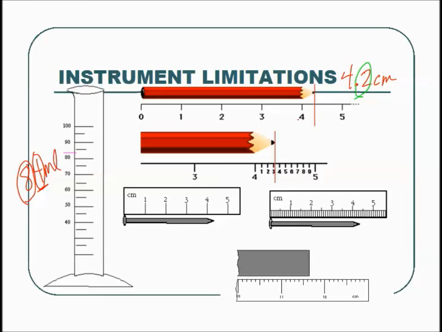Now we're going to divide this into 10 parts. So now I've got 4.1, 4.2, 4.3. But notice I'm a little bit past the 4.3. So I can go 4.3, and I'm certain of that. And I can estimate, and I'll say 4.31 centimeters. The 1 is my uncertain digit. Okay, you do this one. How's that? Which one is the uncertain digit?